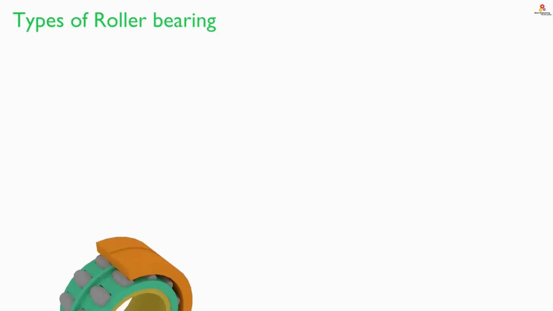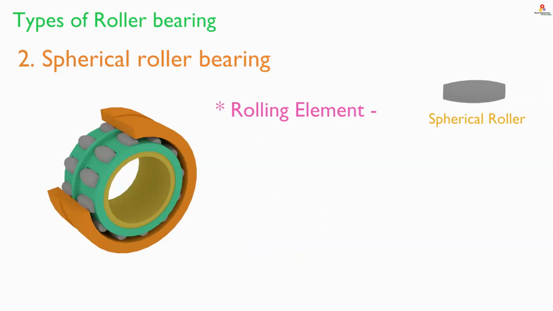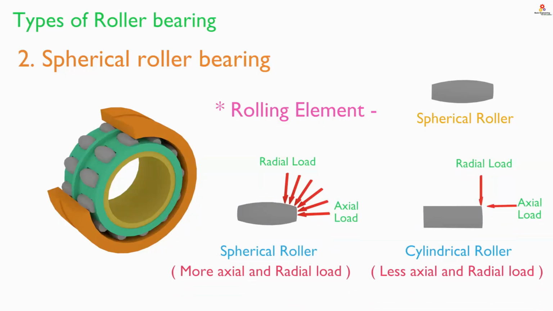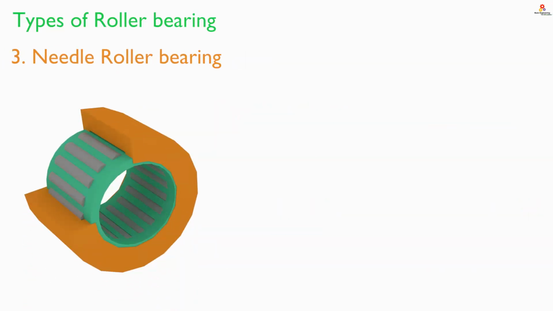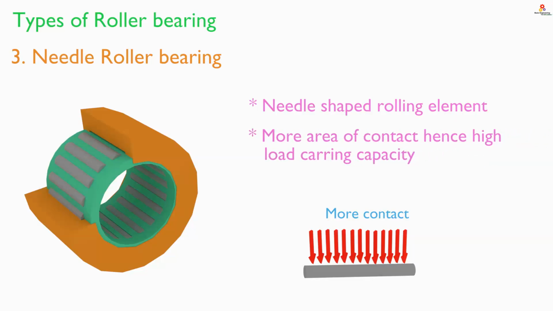Anyways, next is spherical roller bearing. In this type, a spherical shaped roller is used as the rolling element. Due to the spherical shape, it can take more axial and radial load as compared to cylindrical roller bearing. Third one, needle roller bearing. The rolling element is needle shaped. Hence, it is called needle roller bearing. The contact area is more, hence it has high load carrying capacity.